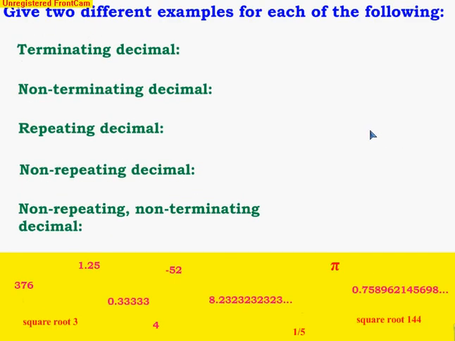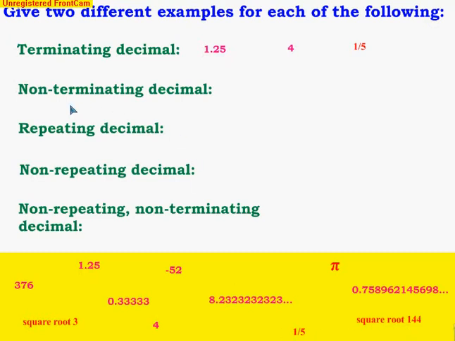Next we're just going to give some examples of these different types of decimals. Terminating decimals. A couple examples of terminating decimals would be 1.25. We can see that decimal ends. Also, any whole number like 4 would be considered a terminating decimal. We can think of it as 4.0. Another terminating decimal, 1/5, can be written as a decimal, 0.2.